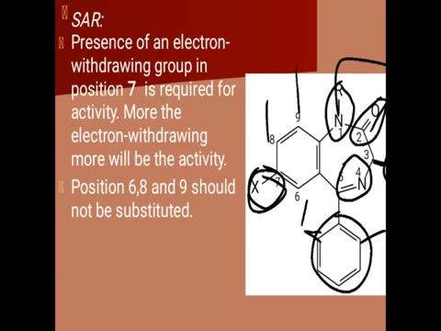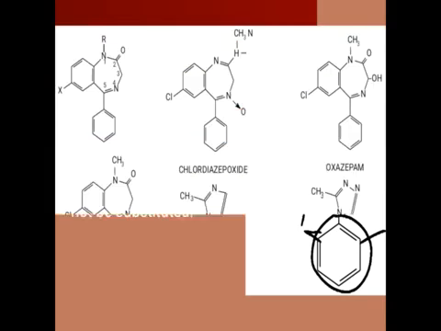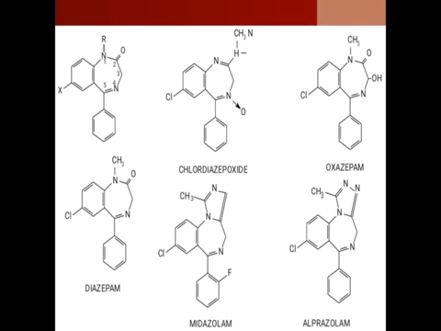Okay, so this is about the SAR of the benzodiazepine. So here you can observe in alprazolam and midazolam, there is a presence of a cyclic structure. Okay, they consist of the triazole ring. Here the imidazole ring is present. If such rings are present, it will show the optimum activity.